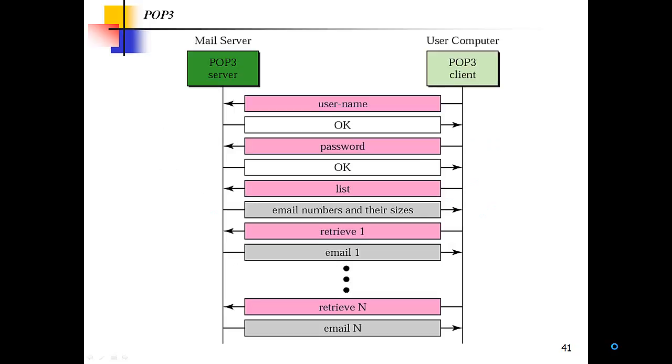He gets back an OK. The client sends the password, gets back an OK. Sends the list command, and gets back email numbers and their sizes. So it's kind of a prefetch. It's letting the client know what it has available. So it sends a command to retrieve 1, it gets email 1 back. It sends a command to retrieve 2, it gets email 2 back, and so forth until it gets to the last email, sends the last retrieve command, and gets the last email back.